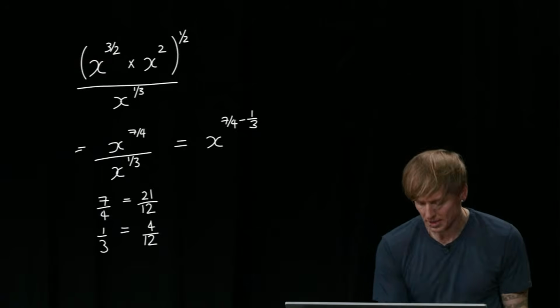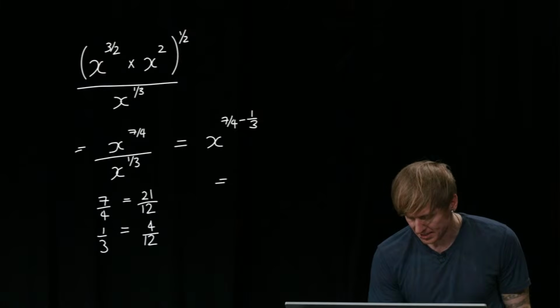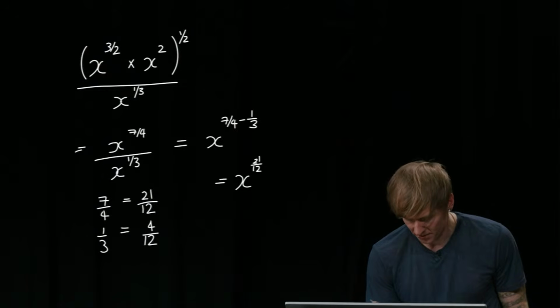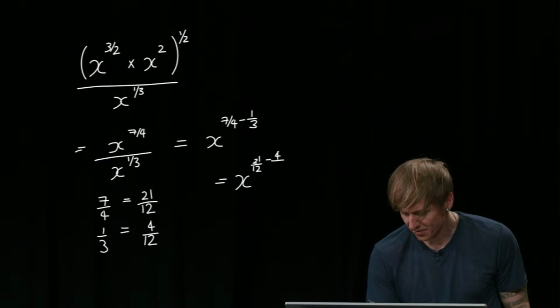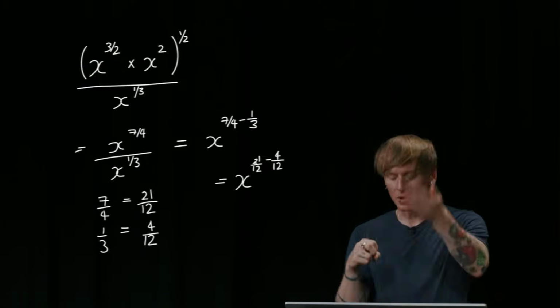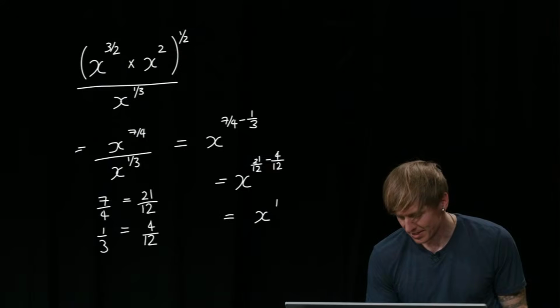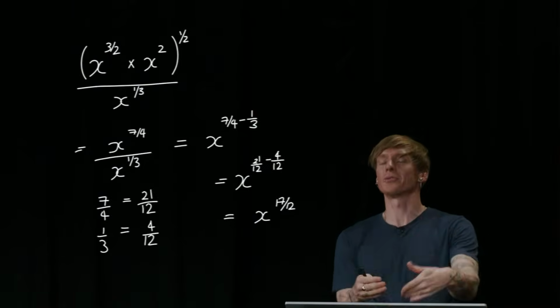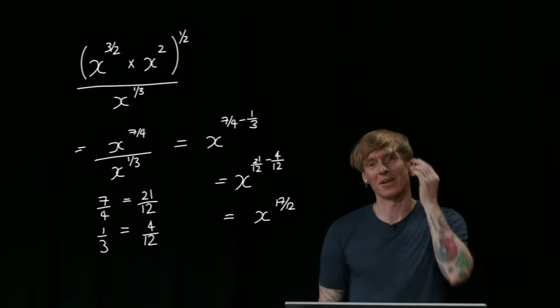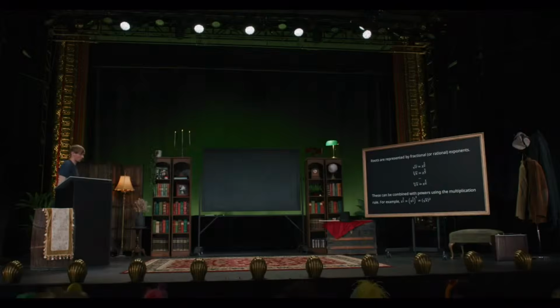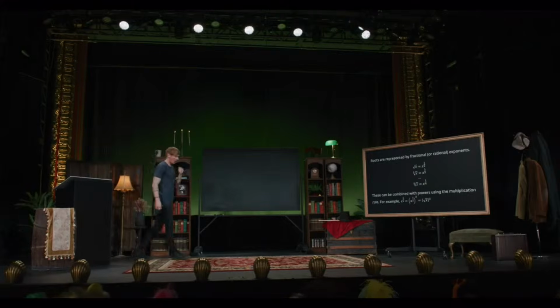So now we can go back up here and say, so this is actually just x to the 21 over 12 minus 4 over 12. Now we can subtract them. So the answer is x to the 17 divided by 12. So it's the 12th root of x taken to the power of 17. All right, so that gives us fractional or rational powers.